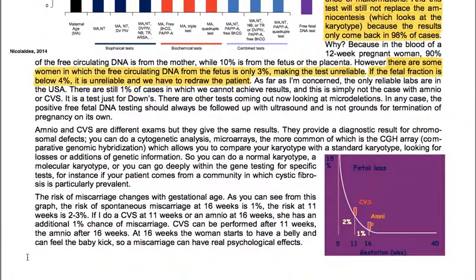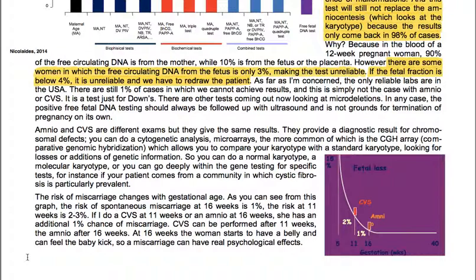Amniocentesis and chorionic villus sampling are different exams, but they give the same results. They provide a diagnostic result for chromosomal defects. You can do a cytogenetic analysis, microarrays, the more common of which is the CGH array, comparative genomic hybridization, which allows you to compare your karyotype with a standard karyotype, looking for losses or addition of genetic information. So you can do a normal karyotype, a molecular karyotype, or you can go deeply with gene testing for specific tests. For instance, if your patient comes from a community in which cystic fibrosis is particularly prevalent.